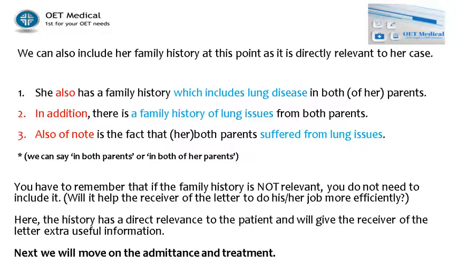Now, we have to remember that if the family history is not relevant, we don't need to include it. Because what we've got to ask ourselves is, when the person receives this letter, will it help them to do their job more efficiently or more effectively? If the family history is not relevant, then don't include it. If it is relevant, then it should be included. Here, the history has a direct relevance to the patient and will give the receiver of the letter extra useful information. So next we'll move on to admittance and treatment.